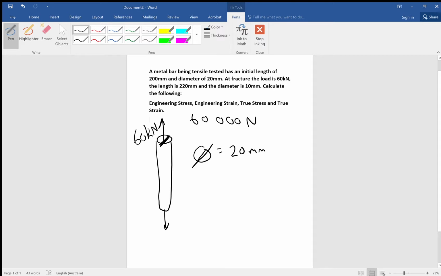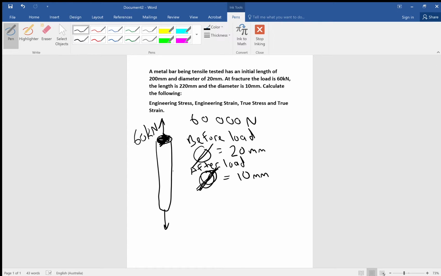This is before load. And then after we apply the load, just before it breaks, it's going to be equal to 10 millimeters diameter. This means diameter. So we need to calculate this as an area to work out our stresses, be they engineering stresses or true stresses.